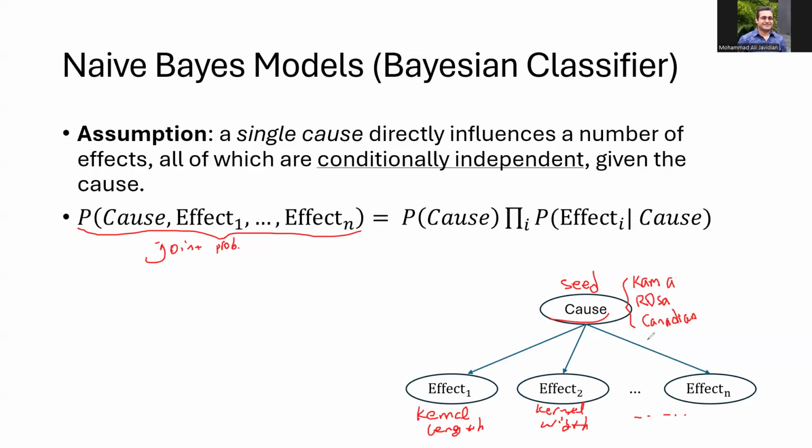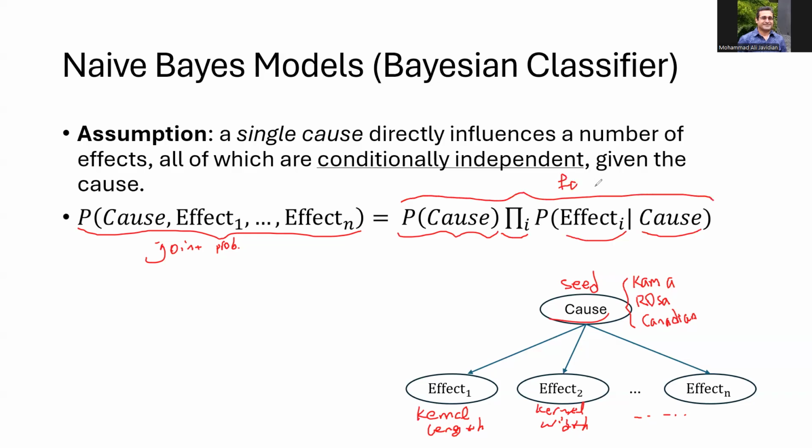Equals to the probability of cause times this big pi, which is the symbol of the product of probabilities, which is the product of the effects' conditional probability of effects given cause. The good thing about the naive Bayes is we can break down the joint probability, and we have the factorization. The right side of this equation is called the factorization.